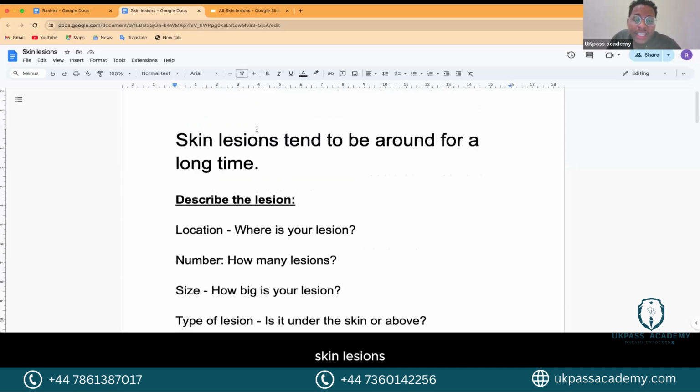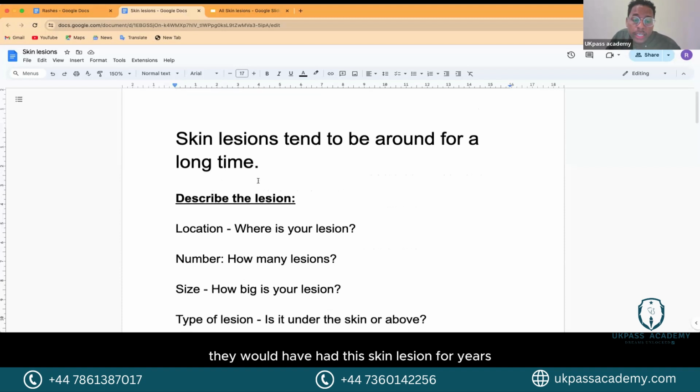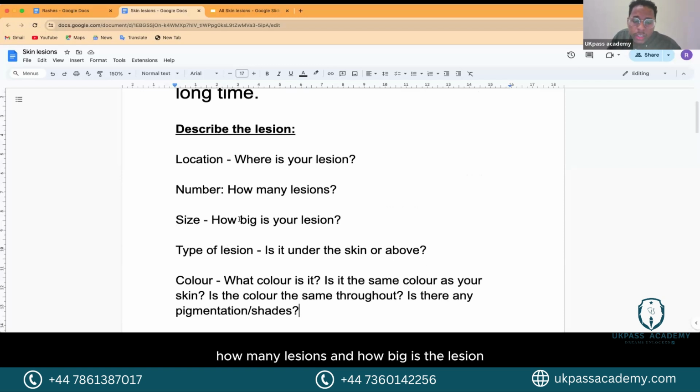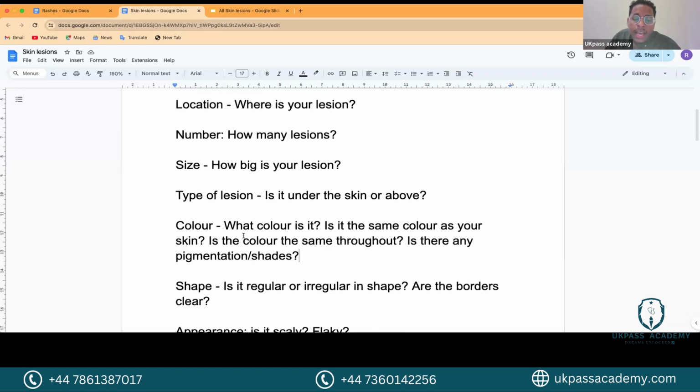One more time, skin lesions, they tend to be around for a long time. So people, when they present with a skin lesion, they would have had this skin lesion for years. Firstly, we want to know the location, how many lesions, and how big is the lesion? And is the lesion on top of the skin or is it under the skin? And what color is it?